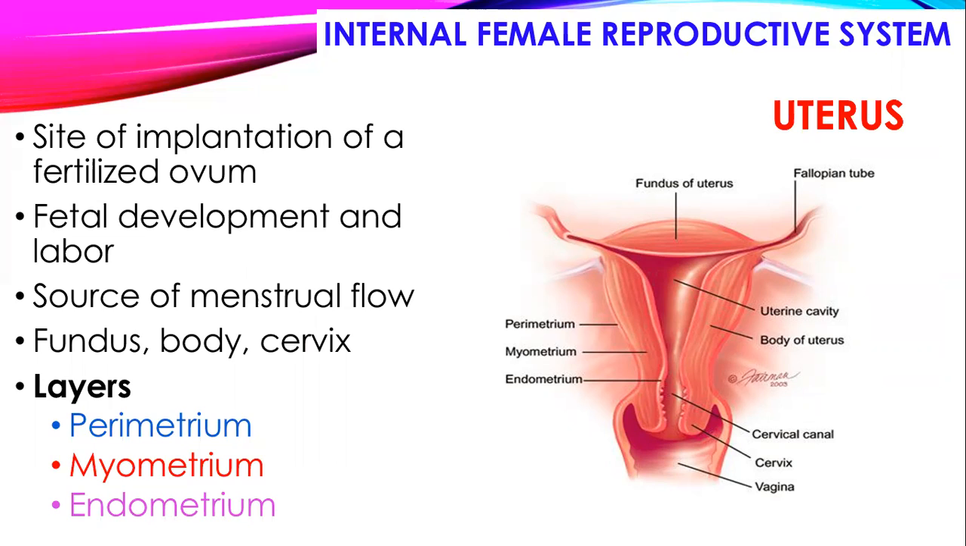The stratum functionale of the endometrium, or the inner wall, right here, sloughs off during menstruation. The deeper stratum basale underneath that provides the foundation for rebuilding the stratum functionale.